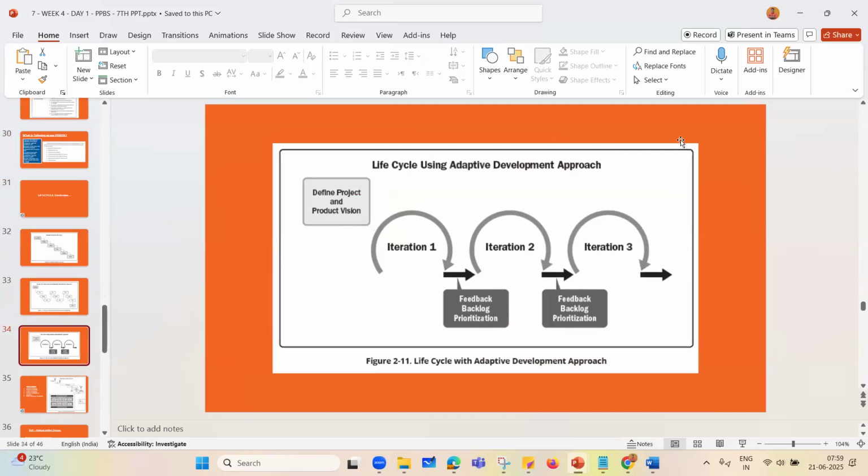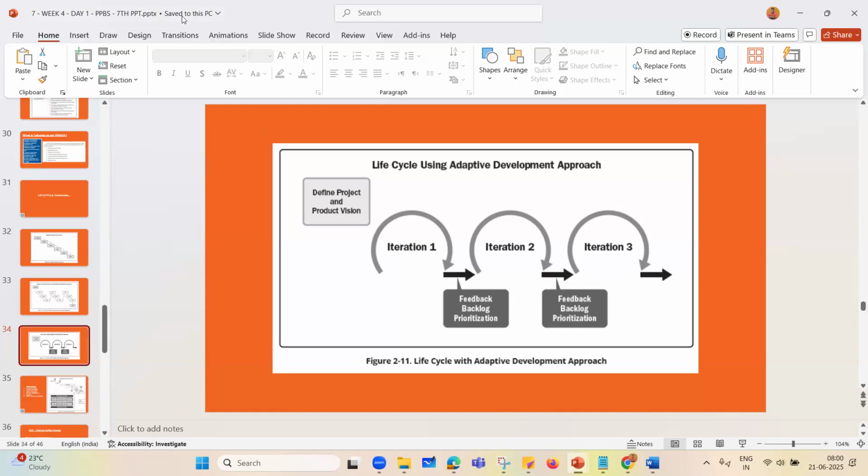Now this is the life cycle again with the adaptive development approach. Why adaptive? As I told you yesterday when I was giving you the example, the approach gets decided depending upon the customer's feedback: how frequently the customer wants to connect with you on what you are going to deliver, what their vision is, and how you have defined the project with the customer. You means the product owner, project manager, or product manager. So what exactly happens in this adaptive approach?